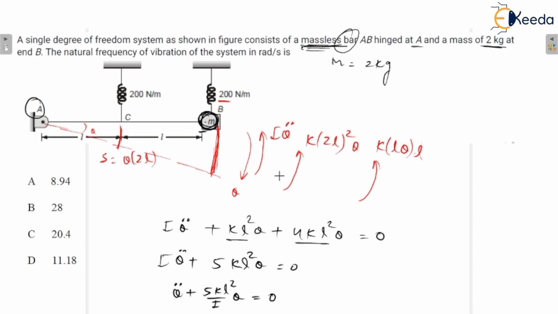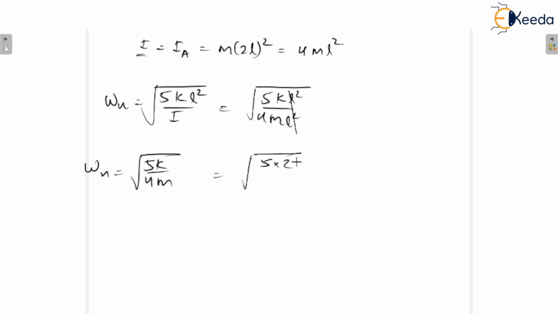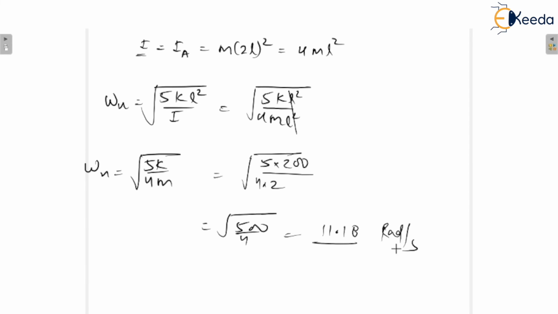So 5 multiplied by 200 Newton per meter, and the mass is 2 kilogram. So it would be the square root of 500, and there will be a 4. So this would be the square root of 500 by 4, and you will get 11.18. So that would be the natural frequency of vibration in radian per second.